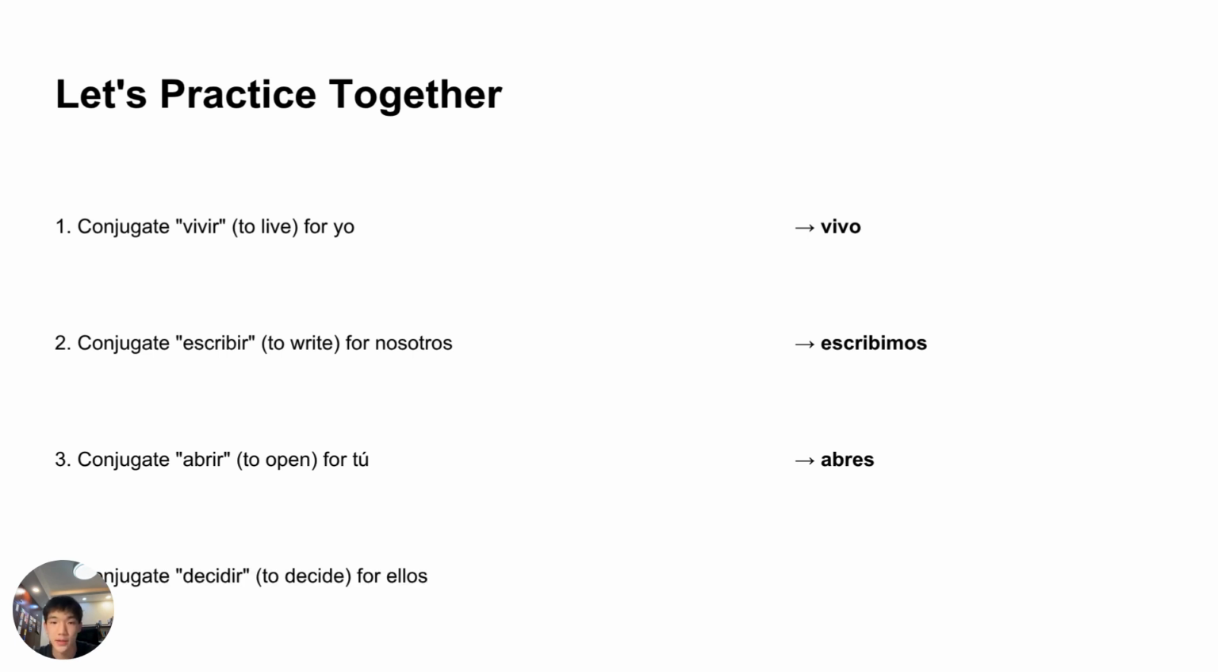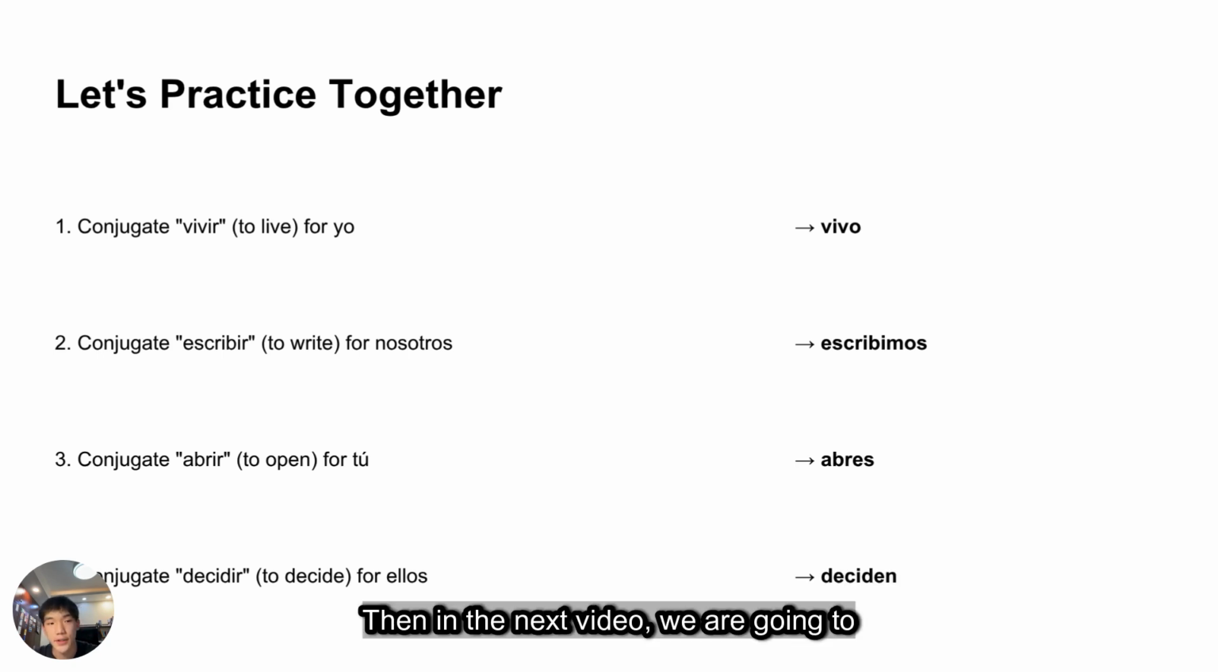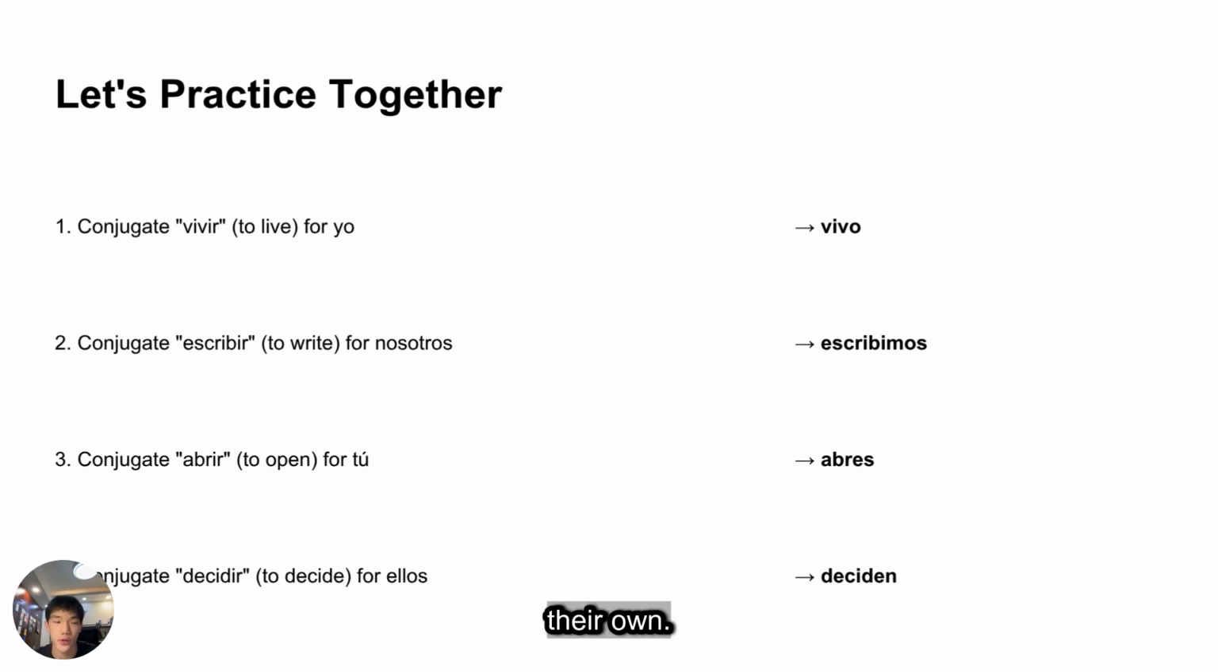Decidir. Ellos. Deciden. Then in the next video, we are going to cover irregular verbs. The verbs we have covered earlier follow the exact same pattern, but there are also some verbs that deviate from the pattern and do something completely different on their own.